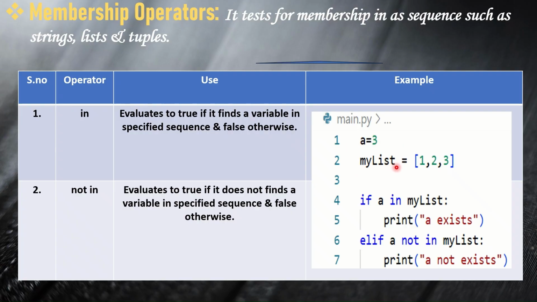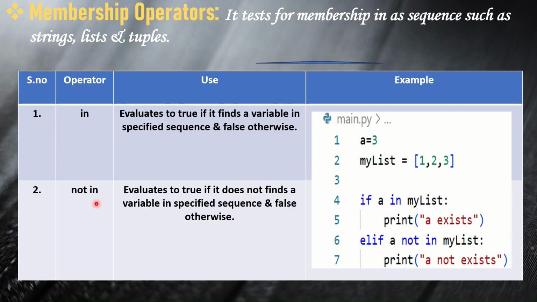So here, if you can see in this example, I have declared the value of a, and I have declared a list that includes the values 1, 2, 3. So this is a sequence, a list. In this list, I would like to check whether a, which is equal to 3, is present in the list. So I have given the condition using this in operator. If a is in my list, then I'm printing a exists, or else it will print a not exists. So this in operator will check whether this a value, equal to 3, is present in this list or not. We have the value 3 in the list, so it's going to print a exists.